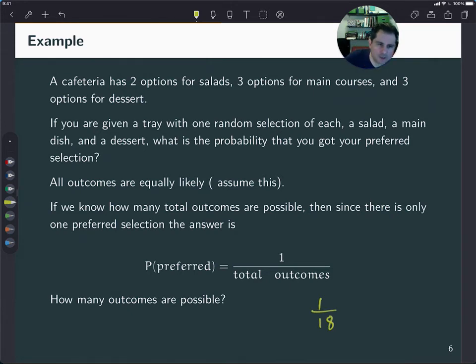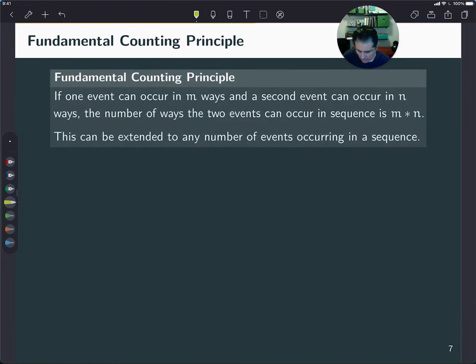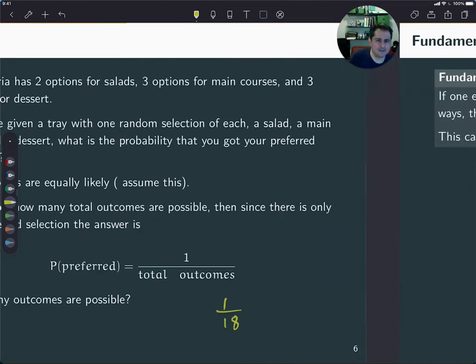Now the probability that you get what you wanted, if everything was equally likely, is 1 in 18. So this is called the fundamental counting principle. It means if one event can occur in m ways and the second one can occur in n ways, the number of ways the two can occur in a sequence is m times n. And this is the interpretation, okay?